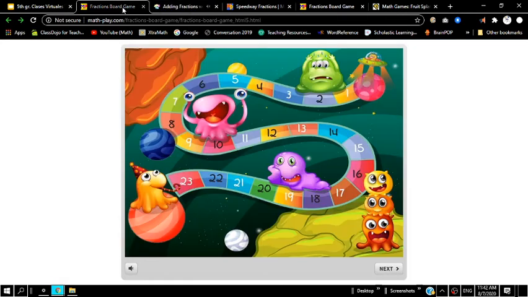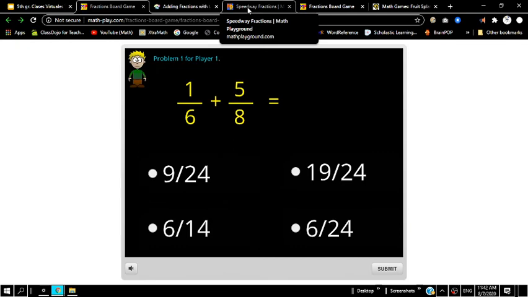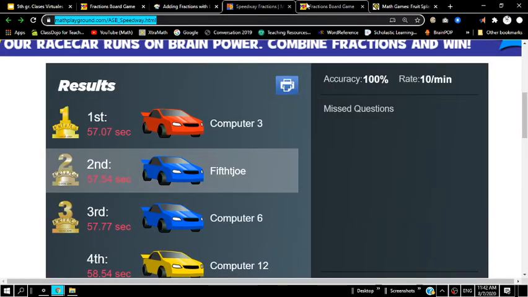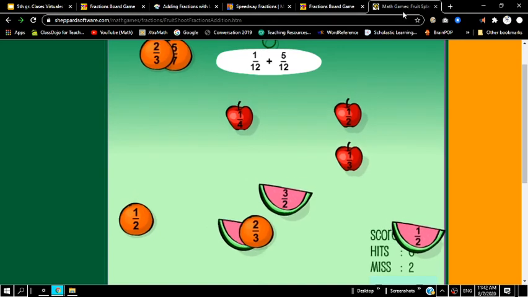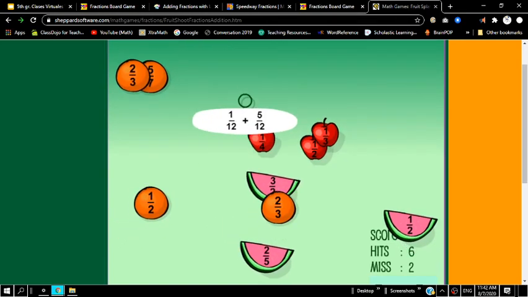Good job. All right. We're going to go on to the next and last game. This one is called, what is this one called? Fruit Splash. Okay. You need to find the fraction that's on the screen.